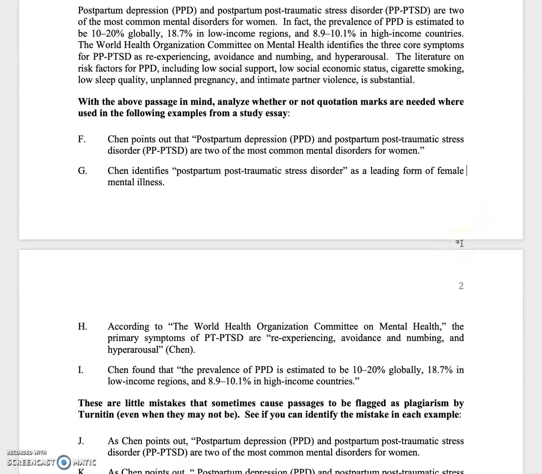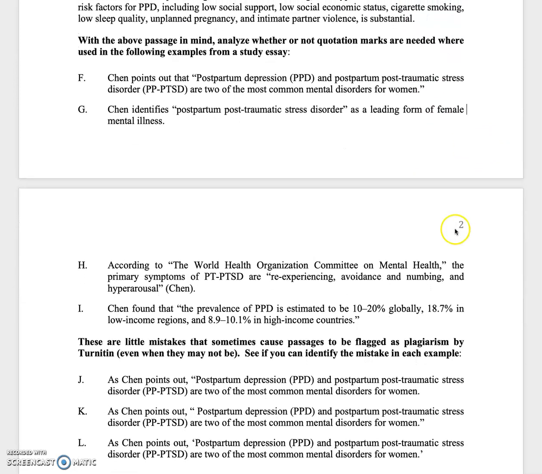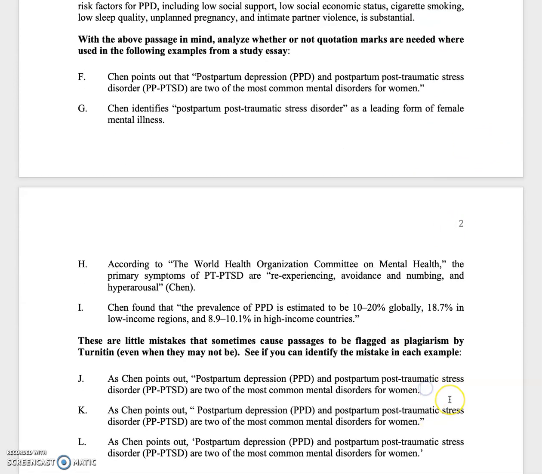All right, let's look at 3 more things here that are really just little mistakes, almost typos that people make that cause a passage in your paper to be flagged as plagiarism by Turnitin, even when it may not be. So I want you to look at these so you can kind of avoid this. So pause it and see if you can see what's causing these to come up as plagiarism, even when they're probably not.